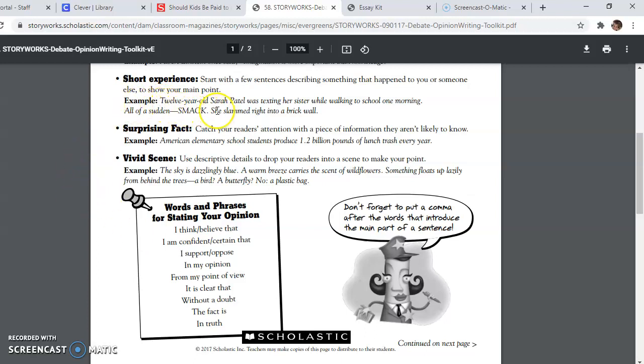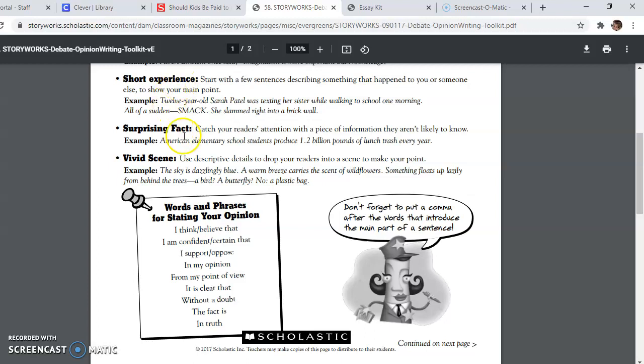For example, 12-year-old Sarah Patel was texting her sister while walking to school one morning. All of a sudden, smack, she slammed right into a brick wall. Okay, so this would be an example of someone thinking that you shouldn't be using your phone and texting too much, right? Also, notice that smack, that's figurative language. Use your figurative language. That's onomatopoeia, correct? Use those. Use a metaphor. Use a simile. Use those kinds of things to hook your readers in.